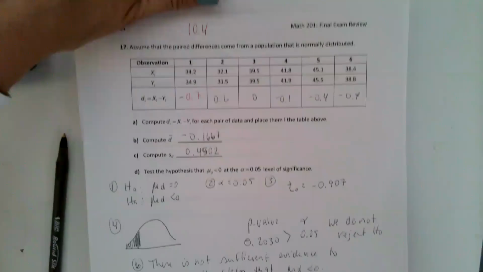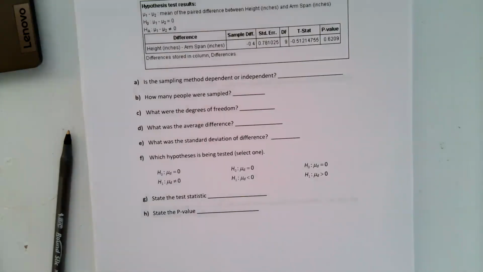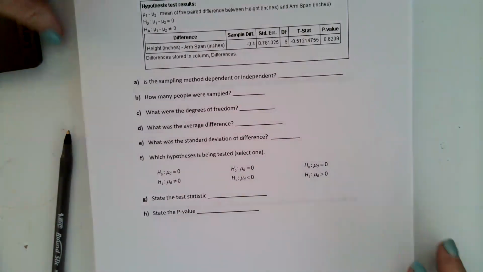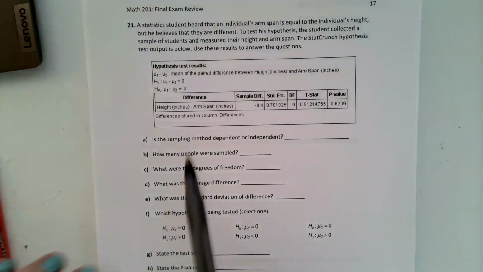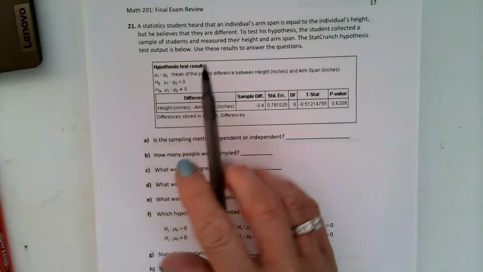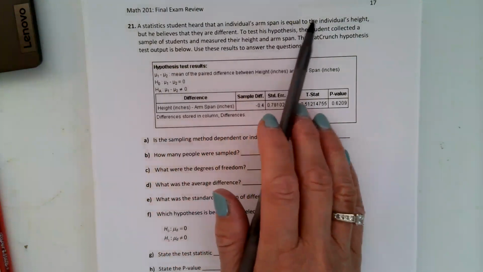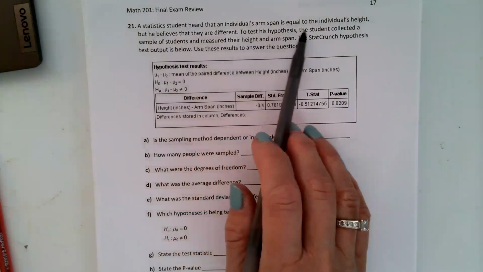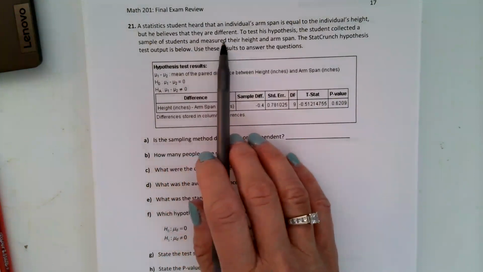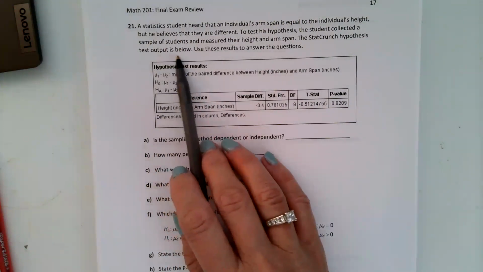Again, this is question 17 from the final review. And the last problem from today, this video, is problem number 21, because again, it's similar topic, similar data, as far as similar data type. It says a statistics student heard that an individual's arm span is equal to the individual's height, but he believes that they are different. To test this hypothesis, the student collected a sample of students and measured their height and arm span. StatCrunch hypothesis test output is below.